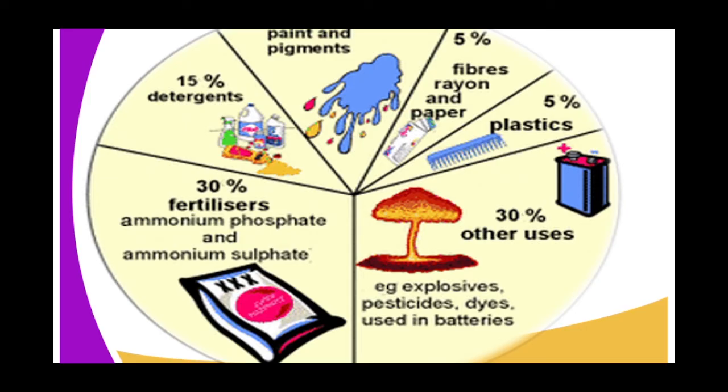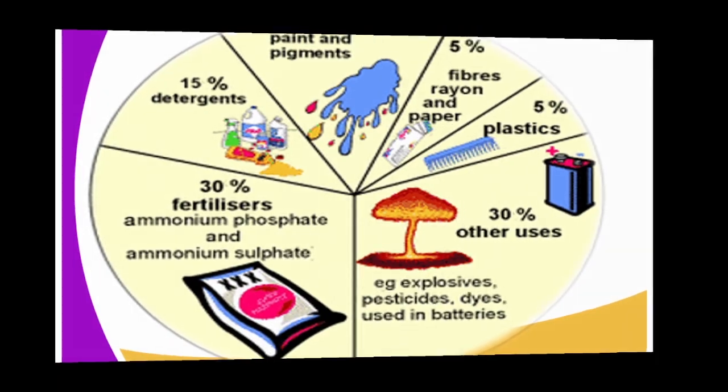Number 4, it is used in the manufacture of plastics. Number 5, it is used in the manufacture of dyes and paints. And number 6, it is used in the manufacture of lead acid accumulators. Those are batteries. And that is the end of our lesson.